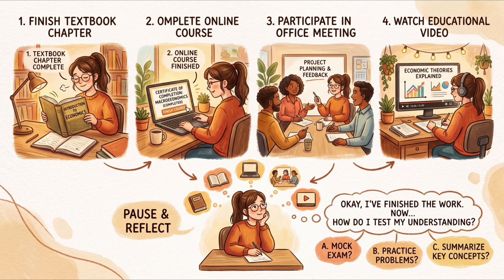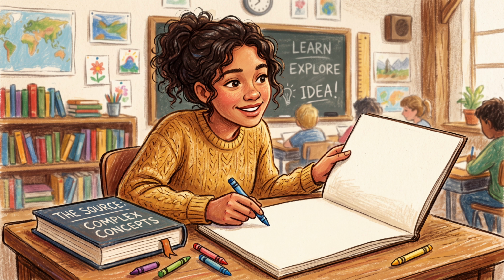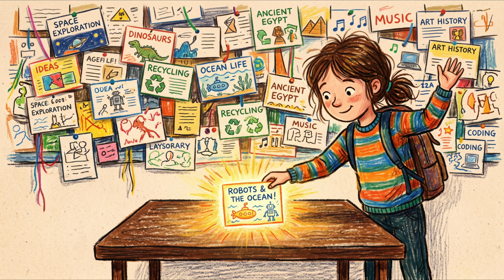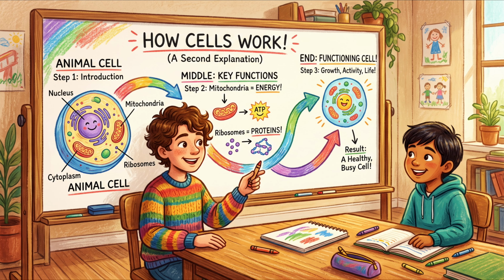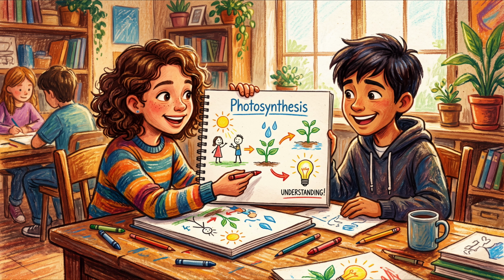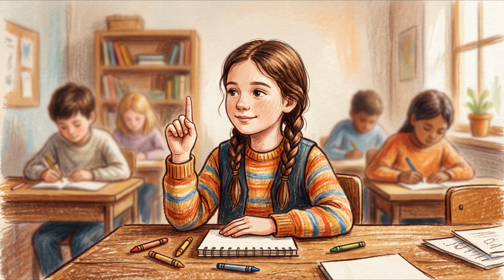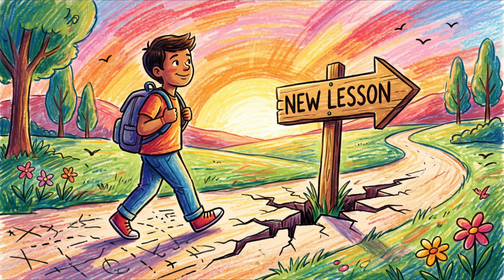So the next time you finish a chapter, course, meeting, or video, do not ask, "Have I seen this before?" Ask, "Can I explain it clearly?" Choose one idea. Explain it simply. Find the gaps. Repair them. Then explain it again. Because the clearest sign that you understand something is not that you can repeat the definition. It is that you can make the idea clear to someone else. And remember, when your explanation breaks, you have not failed. You have simply found the next thing you need to learn.